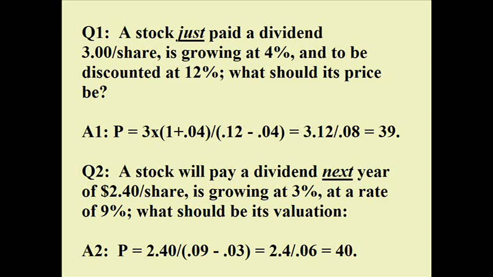Let's now do a different one. A stock will pay a dividend next year of $2.40, is growing at 3%, and the discount rate is 9%. Its value would just be the $2.40 divided by the difference between 9% and 3% as a decimal, and we get $40.